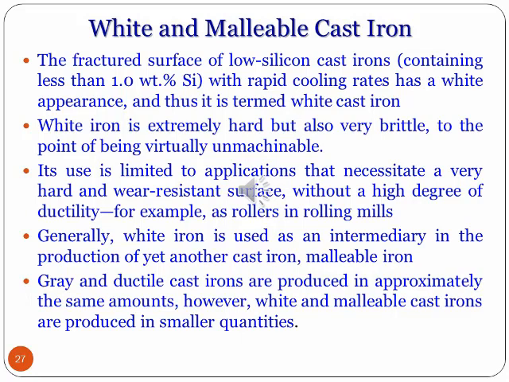Its use is limited to applications that necessitate a very hard and wear resistant surface without a high degree of ductility, for example, rollers in rolling machines, etc. Generally white iron is used as an intermediary in the production of another cast iron, that is malleable iron. Grey and ductile cast irons are produced in approximately the same amounts. However, white and malleable cast irons are produced in very small quantities since they have very limited industrial applications.